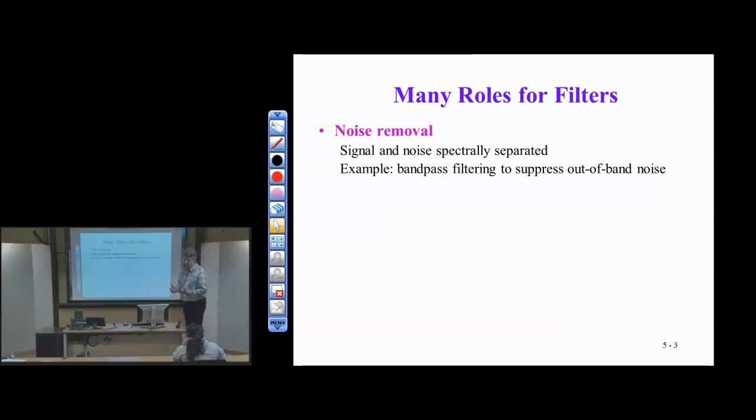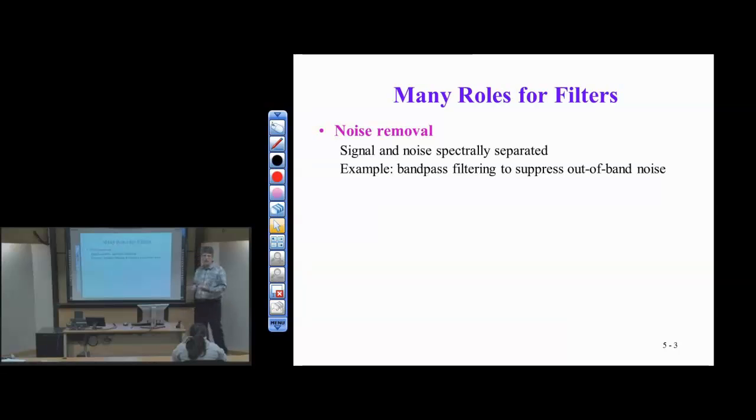Okay, so many roles for filters. So then we give you 3 different large uses or big picture uses of filtering. And this is true for whether it's a finite impulse response filter or infinite impulse response filter. So the first one is just noise removal. We know we have noise. We at least have thermal noise.